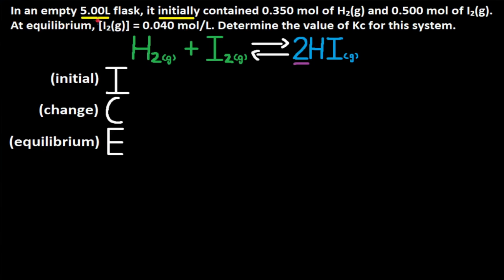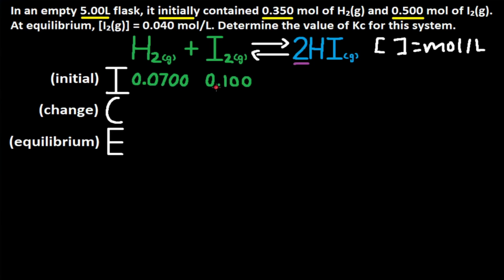In an empty 5-liter flask, it initially contained 0.350 mole of H2. Remember that concentration is equal to moles divided by liters, so when we do 0.350 divided by 5 liters, we get the initial concentration of H2, and that will be 0.0700. We have 0.500 moles of I2 at initial as well, so 0.500 divided by 5, we get the initial concentration of I2 of 0.100. At equilibrium, I2 is equal to 0.040 moles per liter.